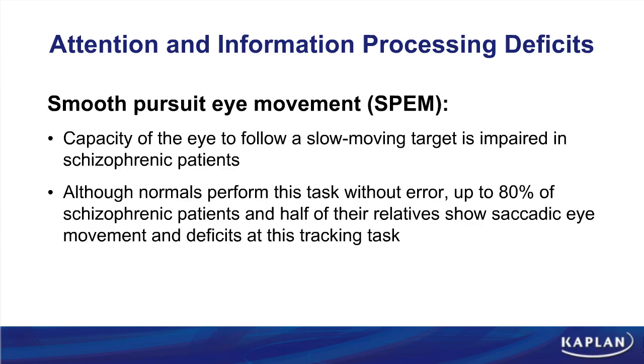Schizophrenics have been known to have problems with smooth eye pursuit, or smooth pursuit eye movement, or SPEM. This is the ability of the eye to follow a slow-moving target. Patients who have schizophrenia are unable to do this, and they have what are called saccadic eye movements, which is an abnormality in smooth eye pursuit. Now, why is this important? Because it is something that schizophrenics have, but also it is believed that their first-degree relatives also have. And that is why this saccadic eye movement has been considered to be a trait marker for patients who have schizophrenia.